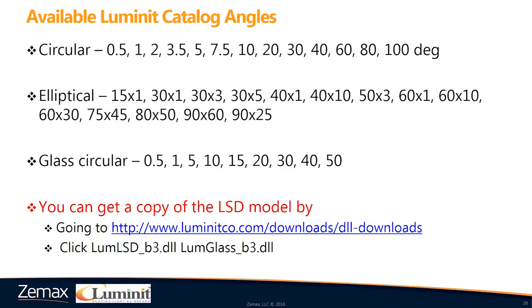So here are our catalog values. We've provided 13 circulars and 14 elliptical angles, and those will be in one file, and a separate file will be provided for the glass type. So there are 9 different circular angles. You can go to our website, go to where it says DLL downloads, and you'll find these available. We also have an instruction set in case you forget what happened during the video. Everything is in there in a knowledge-base article. Also, Zemax will have a knowledge-base article showing the same thing.